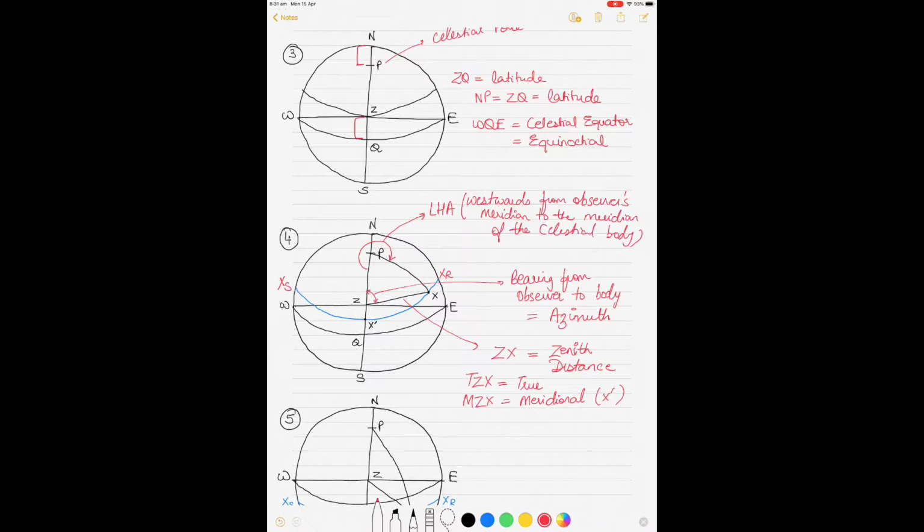Many books call this angle the EHA, or the easterly hour angle. But we don't use it much here or in our calculations. Still, I'm just letting you know because different books have different phrases. So that's how simple it is.